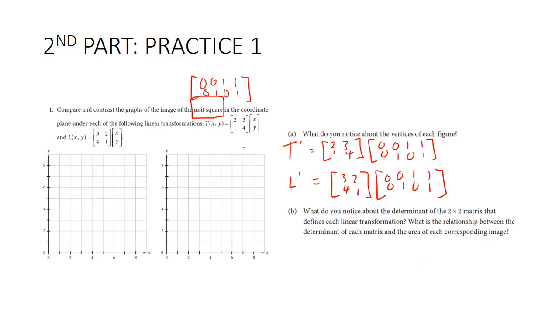Okay, so for this one, remembering what this means, we're going to write it in coordinate form. So in coordinate form, we have T of x comma y equals, and remember, these are your coefficients of your coordinate form. So it's 2x plus 3y comma 1x plus 4y. For L, in coordinate form, it equals 3x plus 2y, comma 4x plus y. I ran out of a little space there.